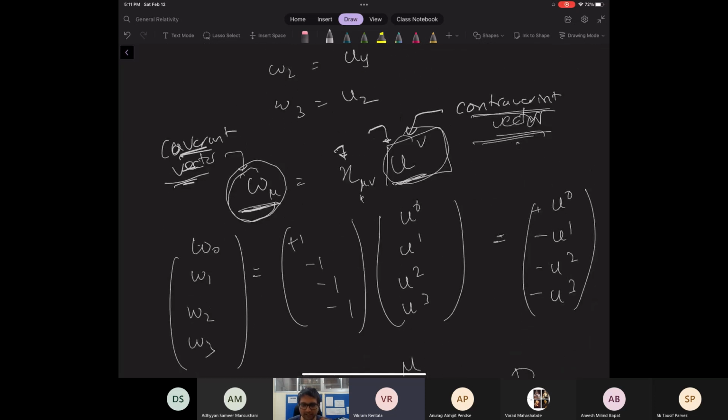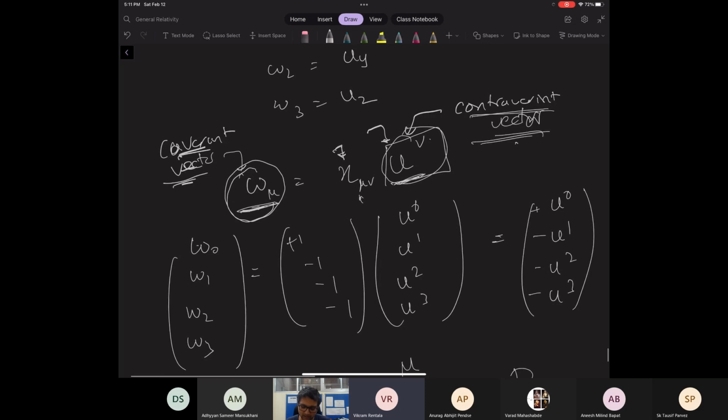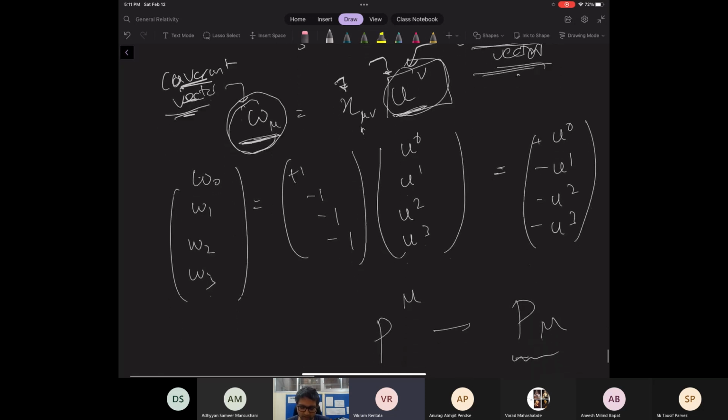So it didn't seem like it was physically meaningful, but now we understand why. Once you have a metric, there is a natural isomorphism between the two spaces. But the distinction between what is a vector and what is a dual vector is real when you don't have a metric on the space. Is this clear?